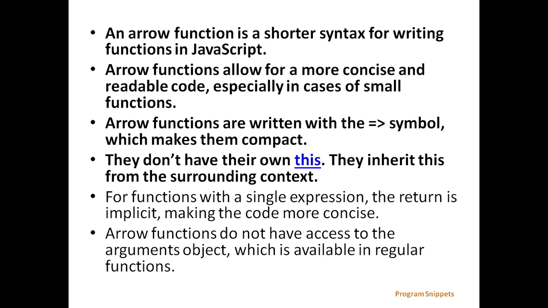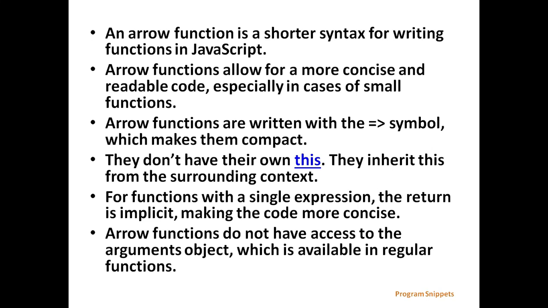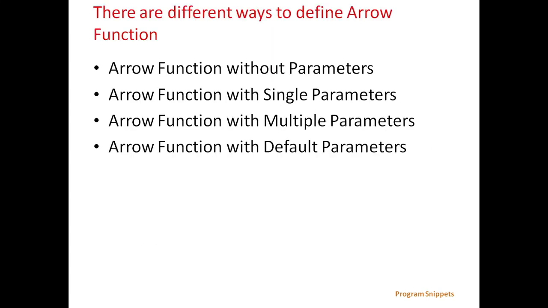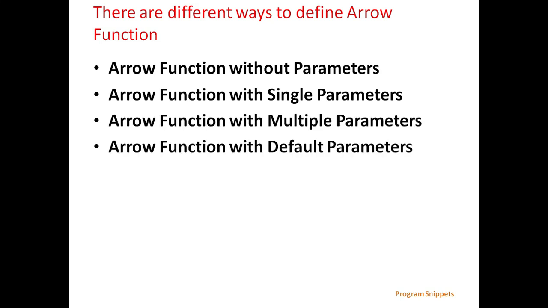They don't have their own this keyword. They inherit this from the surrounding context. For functions with a single expression, the return is implicit, which makes the code more concise. Arrow functions do not have access to the arguments object, which is available in regular functions. There are different ways to define the arrow function: arrow function without parameter, arrow function with single parameter, arrow function with multiple parameters, and arrow function with default parameters.